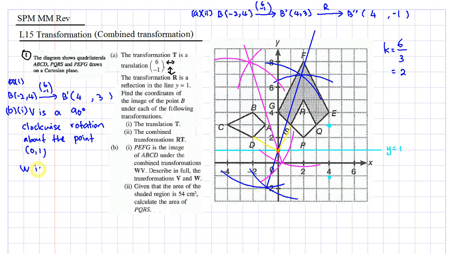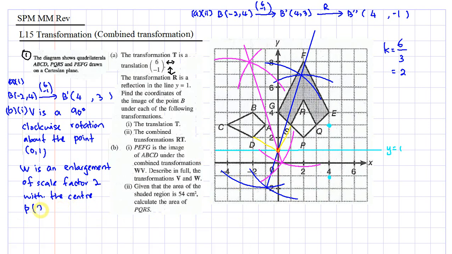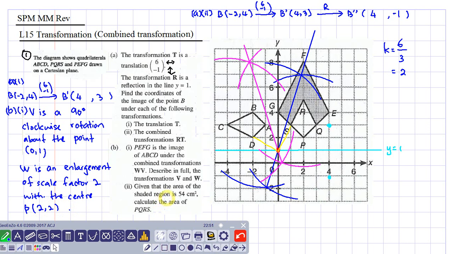W is an enlargement of scale factor 2 with the center P. This is 2, 2. Okay, so we go to the last one.